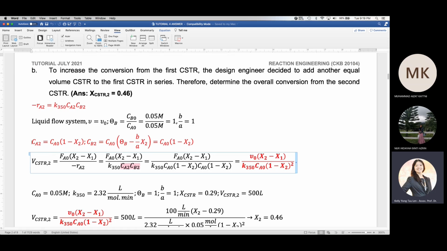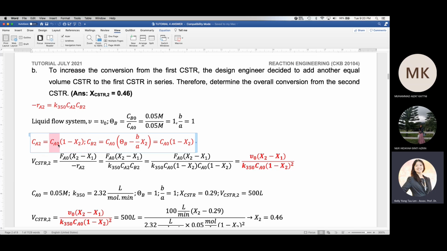Okay, apa maksud dia? Right. So, kalau kamu pernah ingat dalam chapter 3, kita dah pernah express concentration. Okay, dalam case ni dia adalah liquid phase. So, kalau liquid phase, concentration is given as CA equals to CA0 (1 minus X). Okay, so CA sama dengan CA0 in bracket 1 minus X. Since kita sekarang tengah bercakap mengenai CA2, kita nak tahu concentration dalam second reactor, so dia akan menjadi CA2 sama dengan CA0 masih sama.